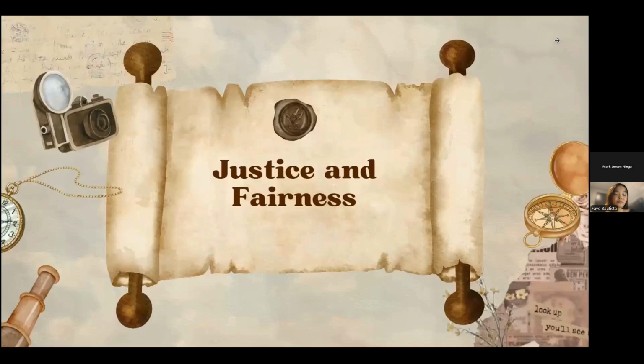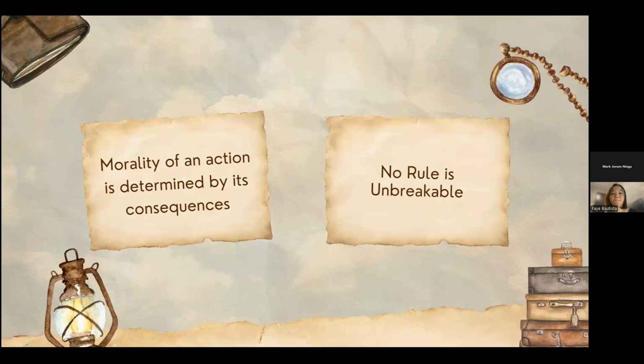Now let's proceed to the importance of justice and fairness, which will be discussed by Ms. Turno. Moral rules such as do not lie promote.